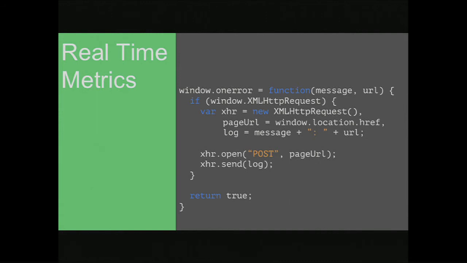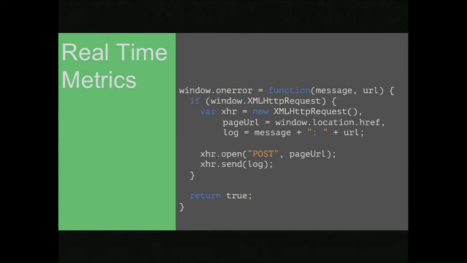You can put, this is a very simple example, but all you have to do is say, whenever there's a JavaScript runtime error, make an XML HTTP request and post it somewhere. Go create a web service, maybe even push it to Google Analytics. Like, this is easy code.